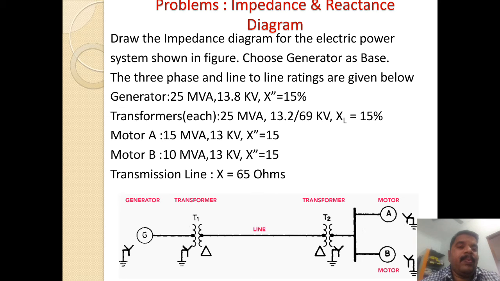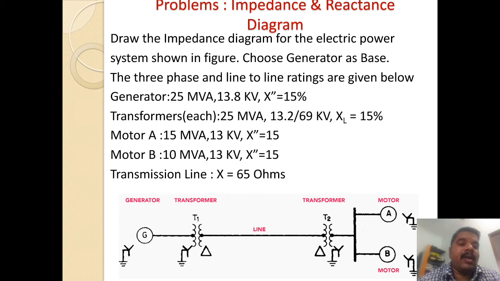It is very important whether the given problem is three phase or single phase. For both single phase and three phase, we are able to draw the impedance and reactance diagram. In this problem, they mention three phase and line to line ratings are given below. When going for the transformer problem, you have to listen carefully whether the transformer value is given in three phase or single phase. If they are not mentioning anything, the given transformer rating is three phase.